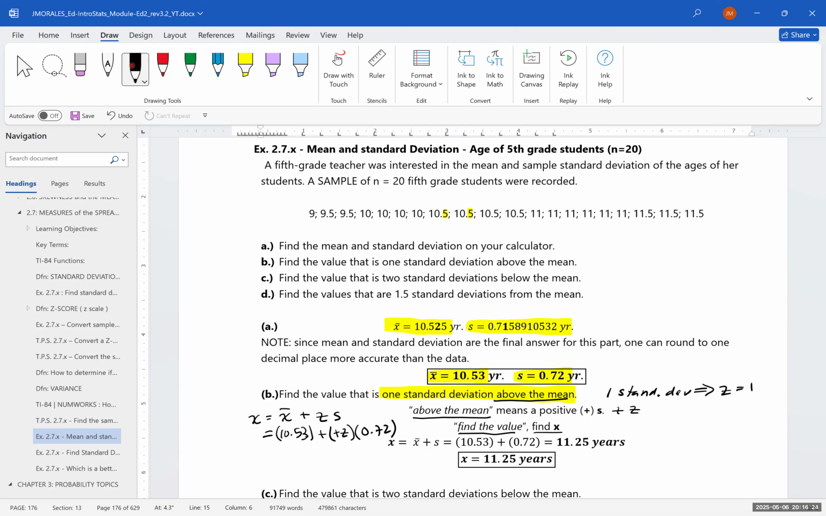Now, I'm going to do this calculation, and I don't remember when I wrote this, if I used these fully accurate values or if I used the rounded values. So right now I'm going to do the fully accurate values to see if it comes out a little bit different than 11.25. So let's take a look.